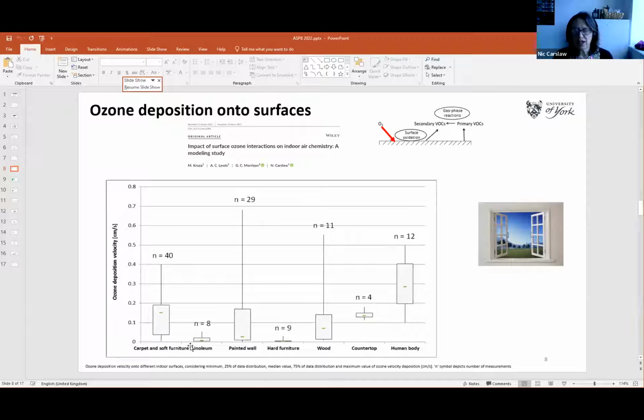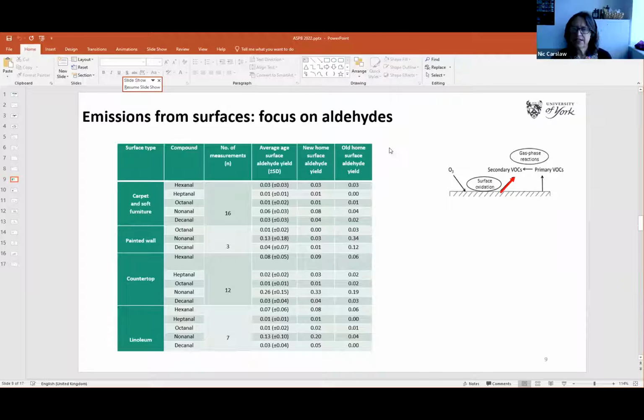But for other surfaces like lino, you can think that that's quite a flat, solid surface, if you like, and the ozone is much less sticky. So the type of surface will determine how much ozone can actually stick to it. And that's exactly the same when we think about this part of the process. So this time we're looking at the yields of how various aldehydes, so these are types of VOCs, and the reason we've picked up these in our work is because these all have potential health effects.